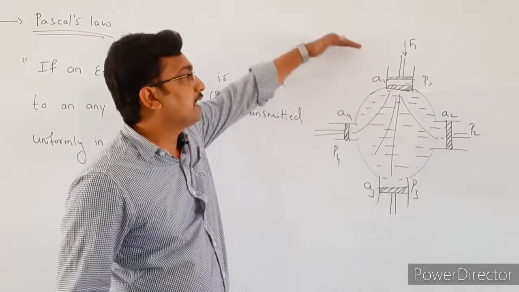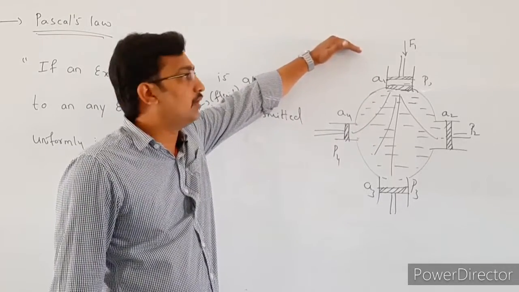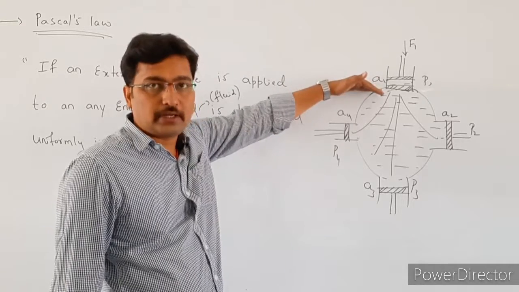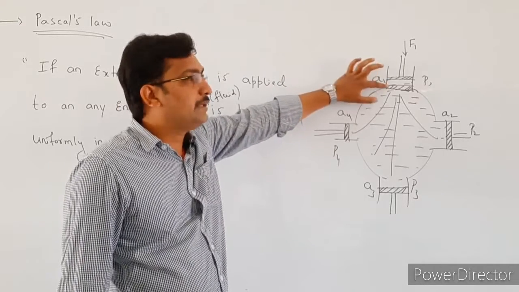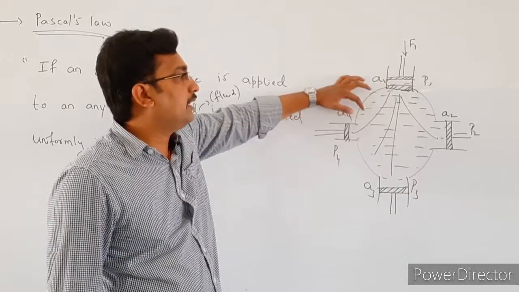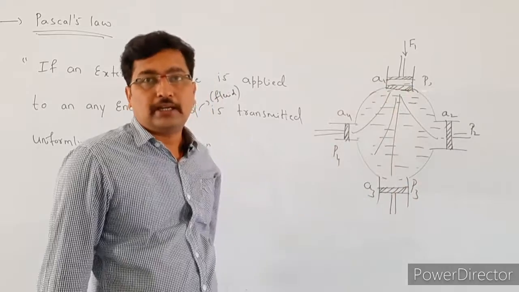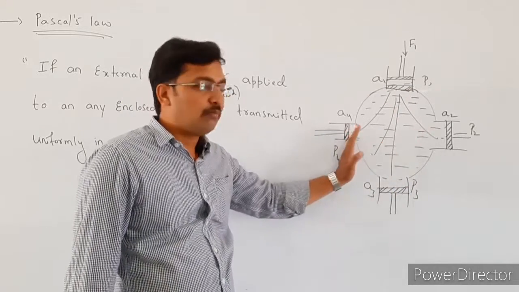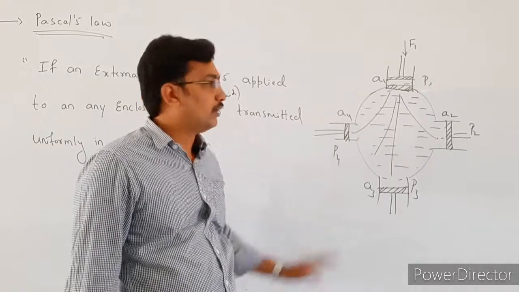Okay, so in this case we are exerting the force F1 on the piston P1. Due to that force, that piston is moving in the downward direction. After that, this piston exerts some amount of pressure on the fluid. That pressure is distributed uniformly in all the directions. Due to that pressure, the remaining three pistons are moving in the outward direction.